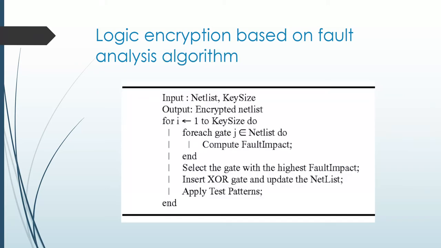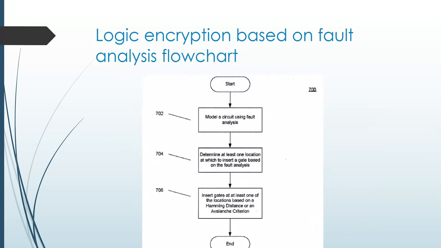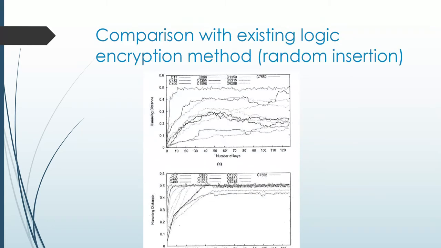And this is summarized in this algorithm, which takes as an input a netlist and key size, and outputs the encrypted netlist. It runs for a number of key size iterations, and for each gate computes fault impact, selects the gates with the highest fault impact and inserts XOR or XNOR gates at the end of them. This image shows a flowchart that summarizes the previously mentioned algorithm, and this is a comparison with the existing logic encryption method, random insertion.